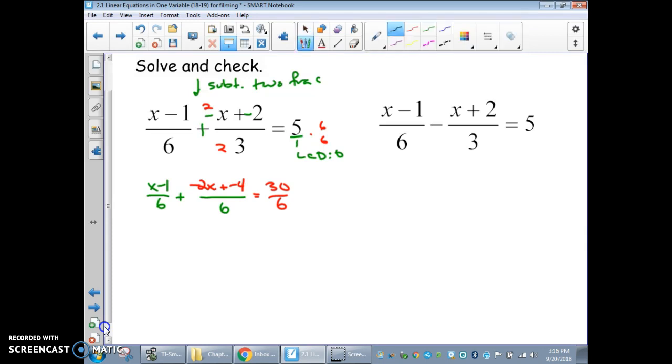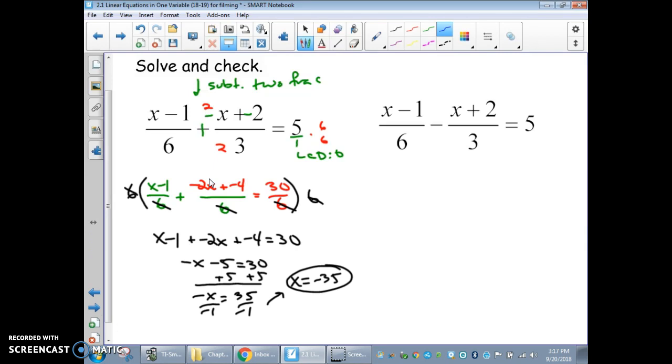And then you can solve from there using the strategies we used before, multiplying by 6 to get rid of the common denominator. Those cancel out, and you're left with x minus 1 plus a negative 2x plus a negative 4 equals 30. Solving that resulting equation gives you x equals negative 35.